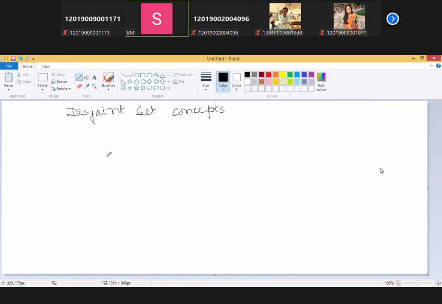Disjoint set means, say, set 1 has 1, 2, 3, 4. Set 2 has 5, 6, 7, 8. Is there any common number? No. So the sets are disjoint. If you do the intersection of S1 and S2, it will give you null. So you may consider that these two sets are disjoint.